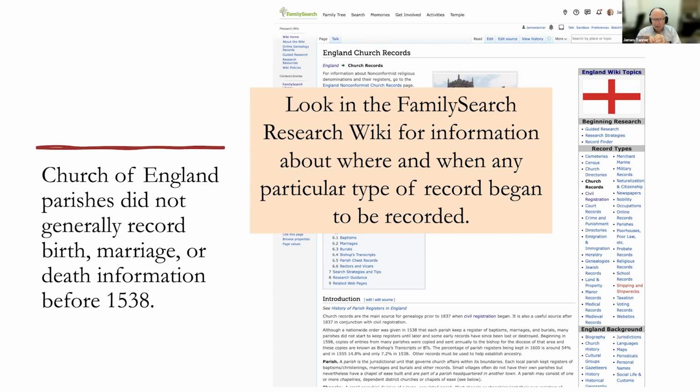The advantage of this giant resource of over 100,000 articles is that it gives us specific information about record types. And if you were looking at this English church records page from the Research Wiki on familysearch.org, you would see this is a history of the parish registers in England, and it goes on to explain that although a nationwide order was given in 1538 that each parish keep a register, many parishes did not start until 1598, and until they were ordered to do so.